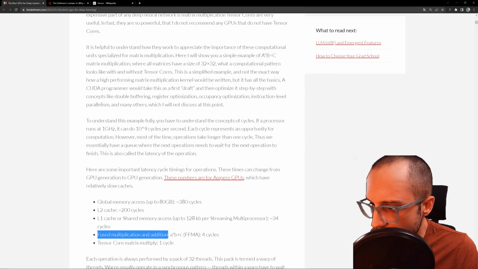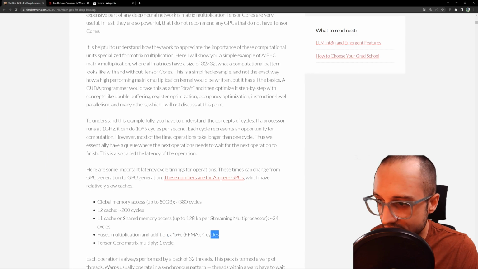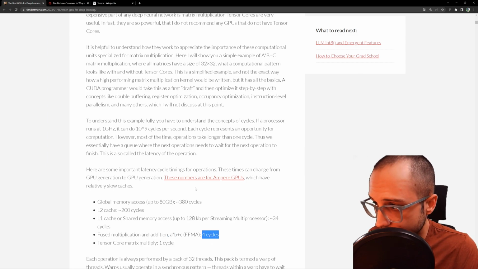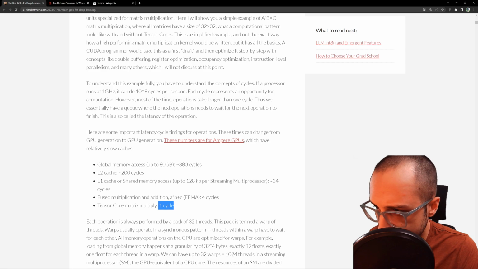A fused multiplication and addition, right? Multiplying two matrices, A times B, and then adding a third matrix. This is basically the core of all deep learning. In a fully connected neural net, at the end of the day, the operation you're doing is multiplying the weight matrix times the input and then adding the bias. Weights and biases are the main parameters inside a neural net. It's a weight times the input plus the bias equals the output. So you're performing exactly this, a fused multiplication and addition, and that only takes 4 cycles. And then a tensor core matrix multiply only takes 1 cycle.